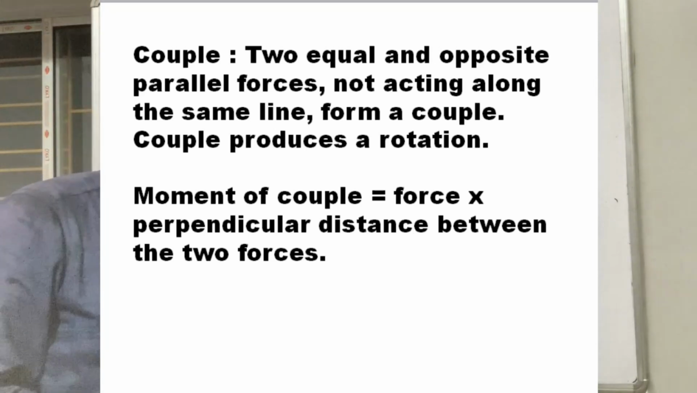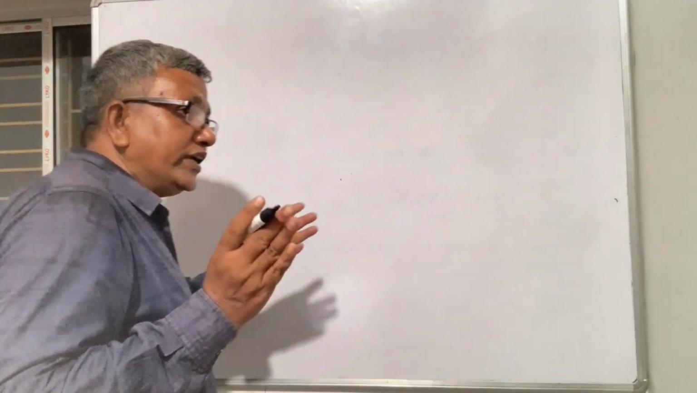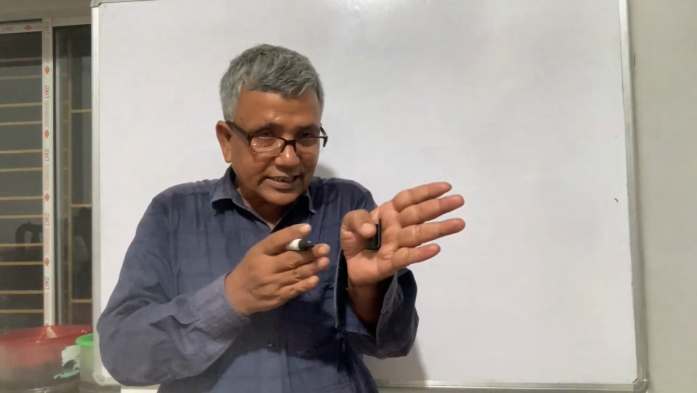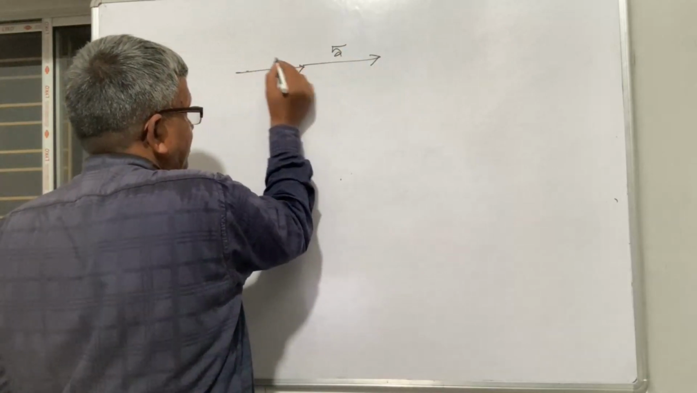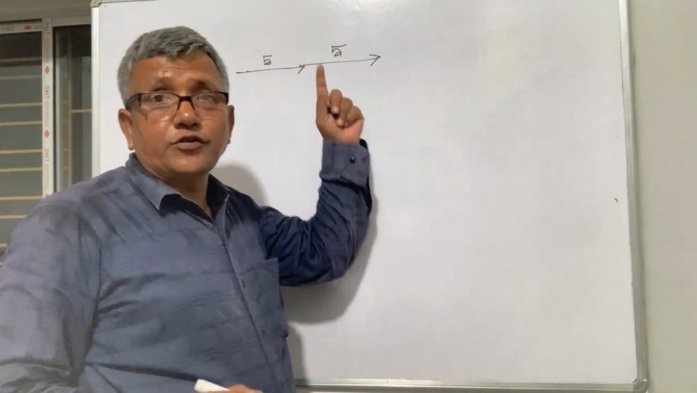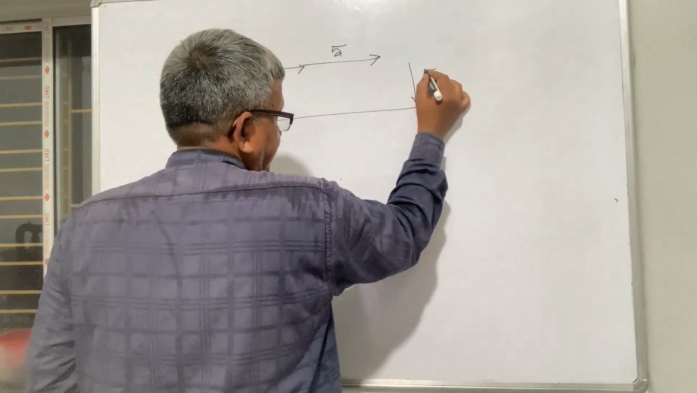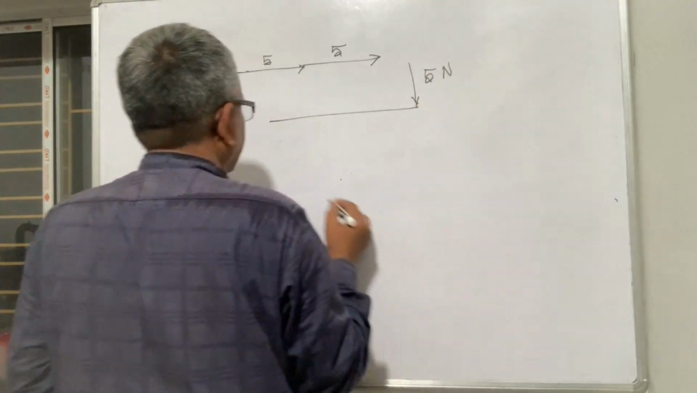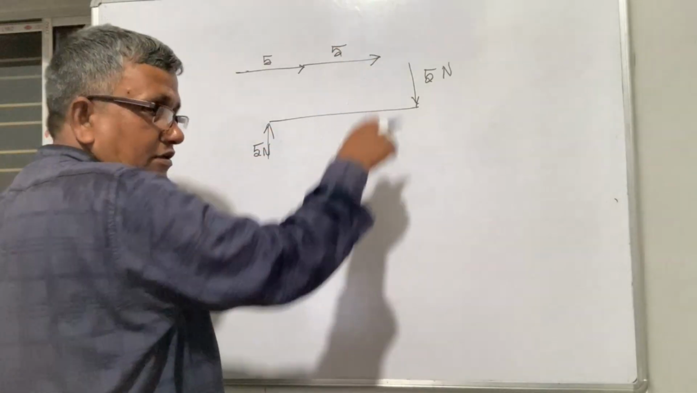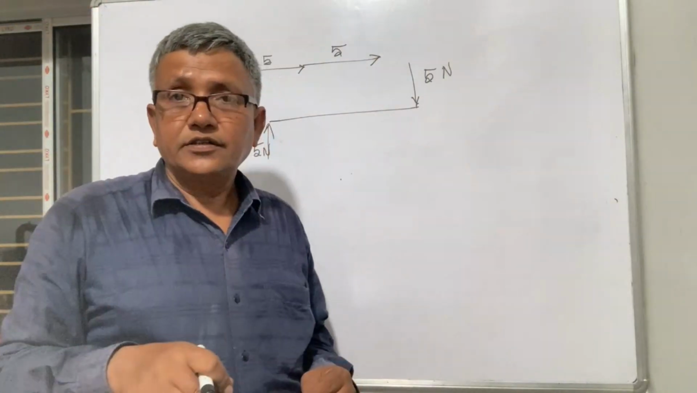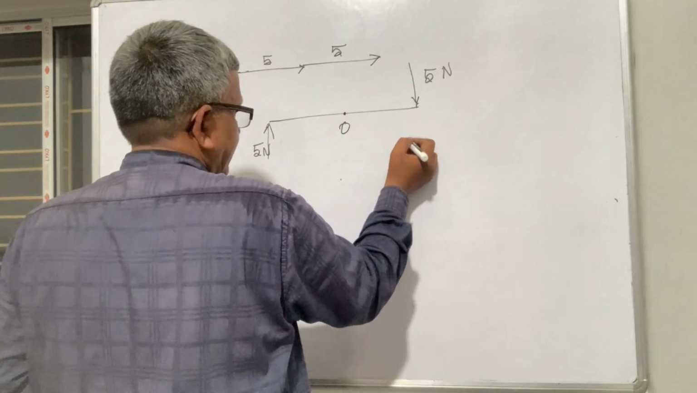Now we will shift to the couple. A couple is two equal and opposite parallel forces not acting on the same line. If this force, say 5 Newton, is acting in this direction, and I give another 5 Newton force in the opposite way on the same line, then it will not form a couple. When a couple is formed, I give a force of 5 Newton this side, and a parallel, opposite 5 Newton. Then it will cause rotation. Parallel, opposite direction, with O here, this forms a couple.